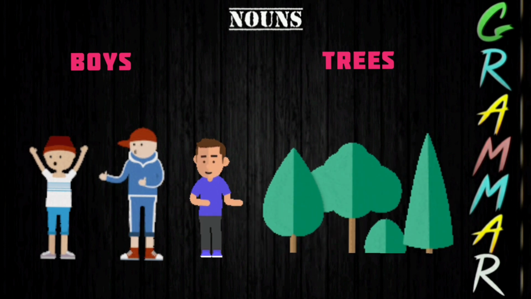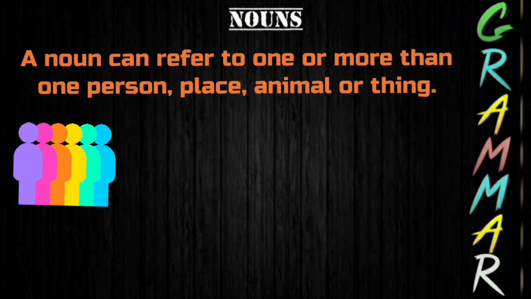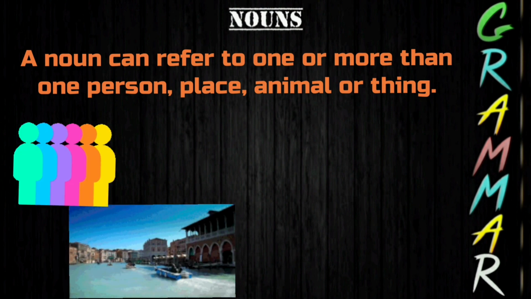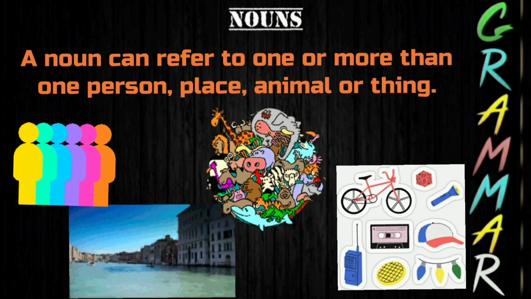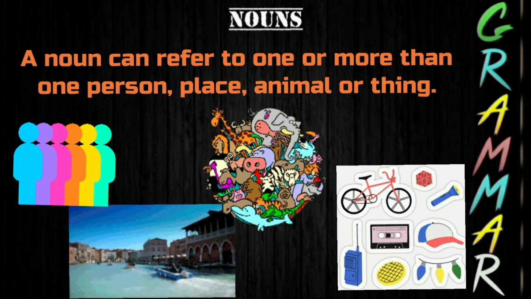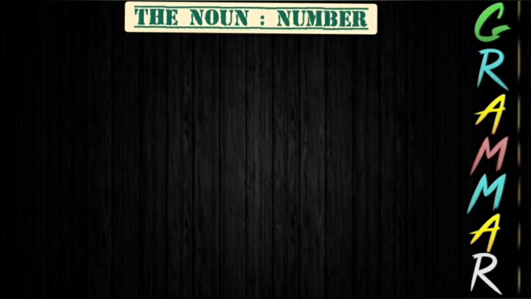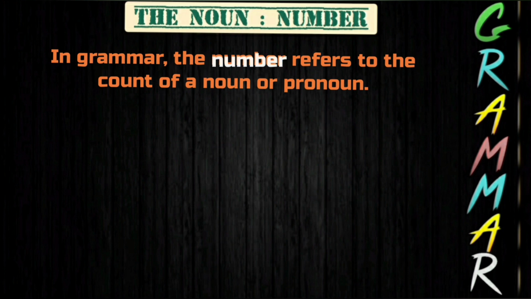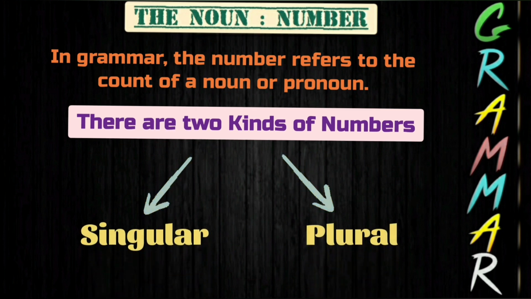So with the help of these examples, we can say that a noun can refer to one or more than one person, place, animal or thing. So based on this, let's see one more classification of nouns, that is the noun number. In grammar, the word number refers to the count of a noun. So there are two kinds of numbers. They are singular and plural.